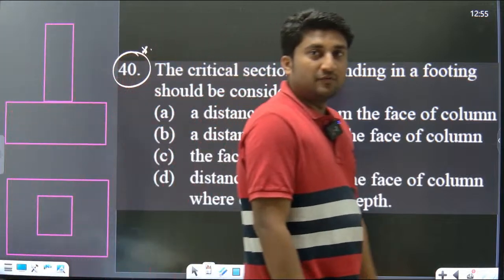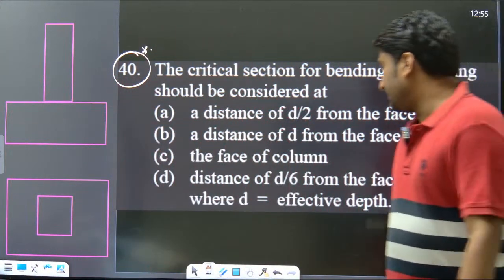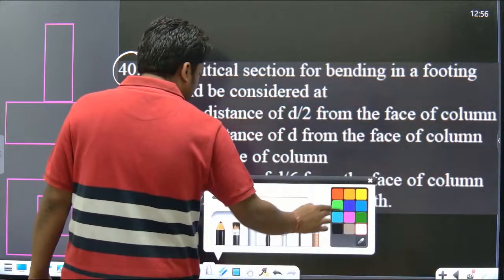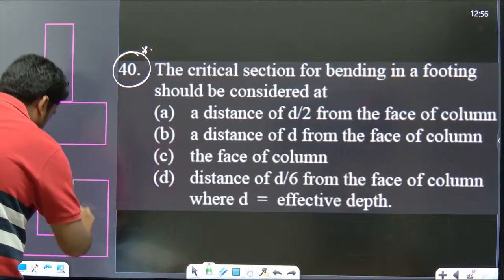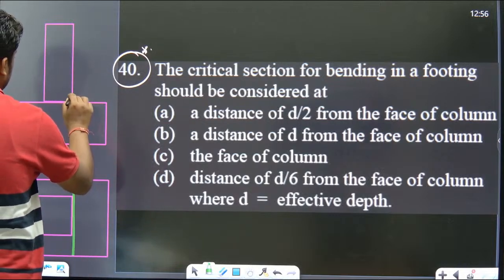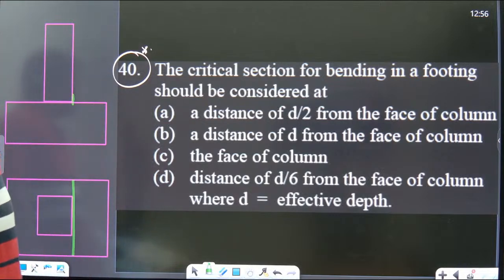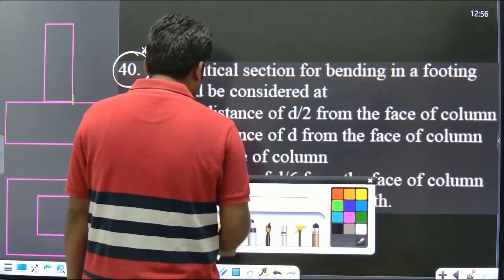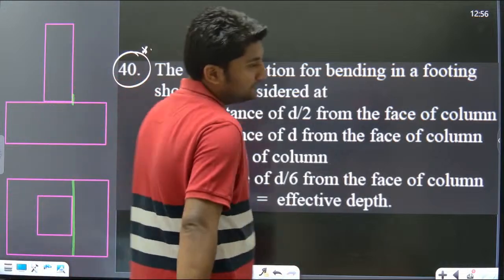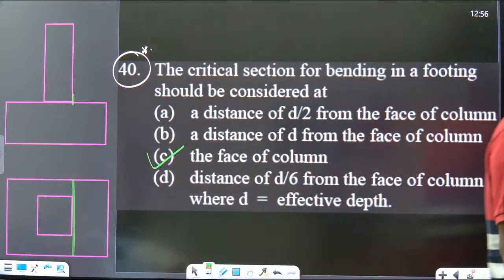Very good. So for bending, this section has the maximum bending at the face of the column. So at this section, at the face of the column, we get the maximum bending moment. Hence option C is the correct answer. Understood, everyone?